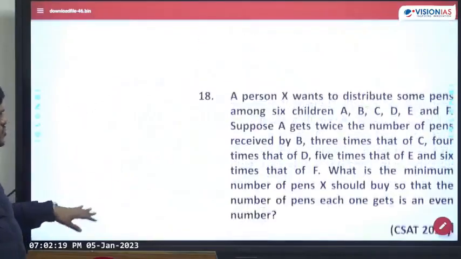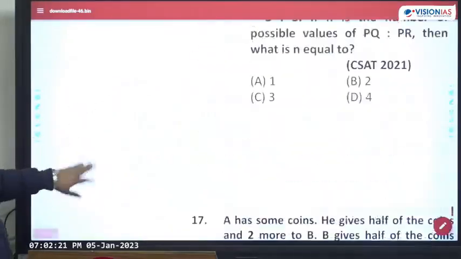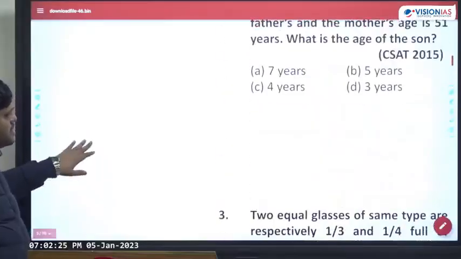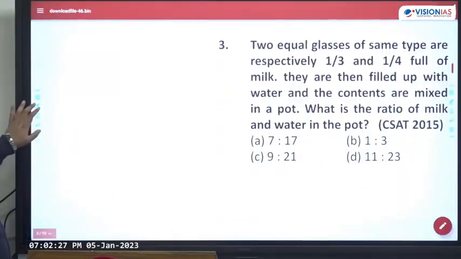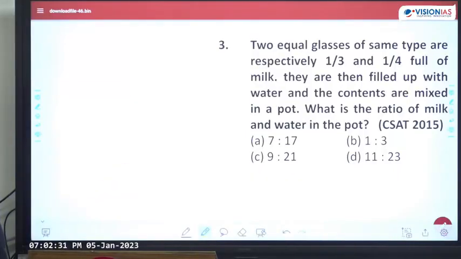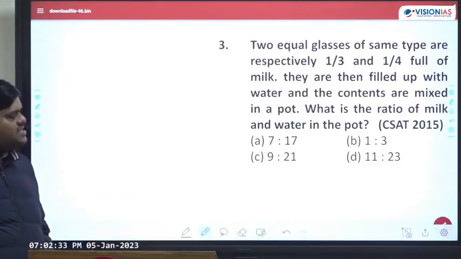So this was the last question of CSAT. A student had asked one question, the third or fourth one that was left at the beginning. Let me explain it in a very quick way. I think Ishika or some girl asked this question.